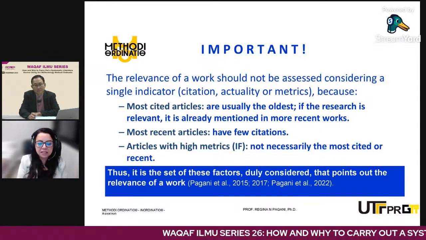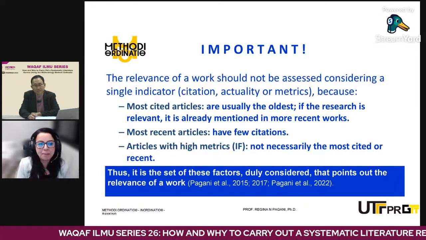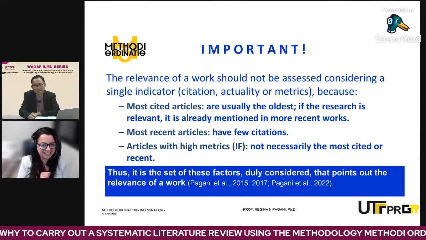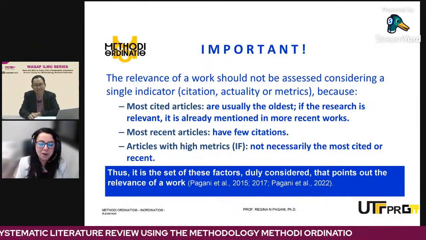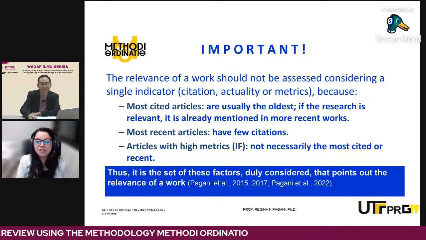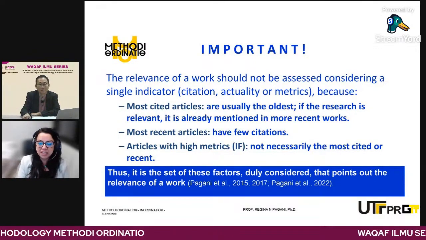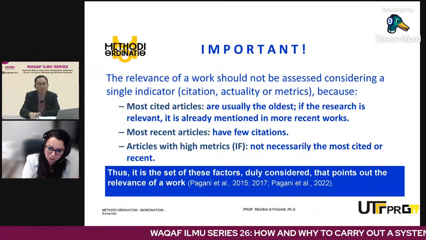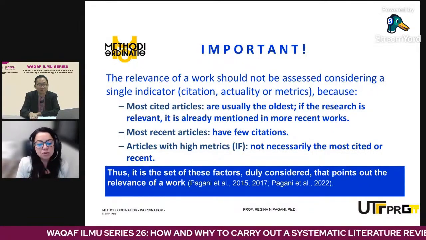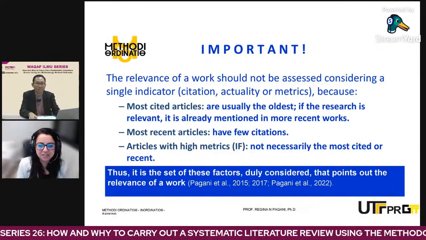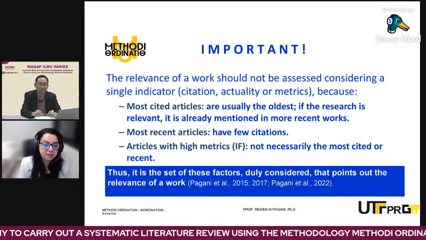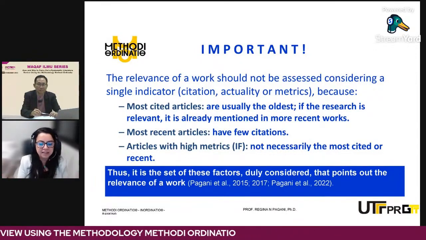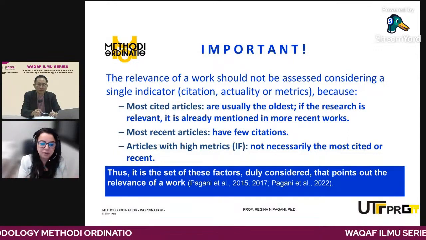Why? Because most cited articles, what happened to them? They are usually the oldest, but we don't say oldest, we say classic. Okay? Because if they are so much cited, they are classic. If the research is relevant, it is already mentioned in more recent works. And if it is so classic, it will come along in the ranking. Most recent articles have few citations. For instance, if you have a paper that has just been accepted, it has not been cited yet because it is very recent.